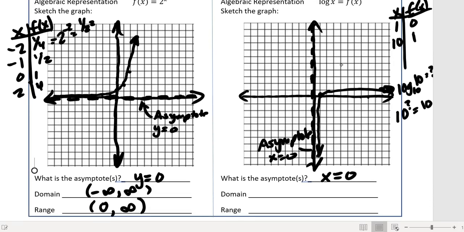Now my domain, I'm going to go almost to 0 but never get there, so it's going to be 0 within a parenthesis to infinity. And my range is my low value, which is -infinity, to my high value, which is infinity. That one's done too. That wasn't hard. And that's all I needed. A couple points, 1 and 0, and 10 and 1. Those are 2 really good, easy ordered pairs.